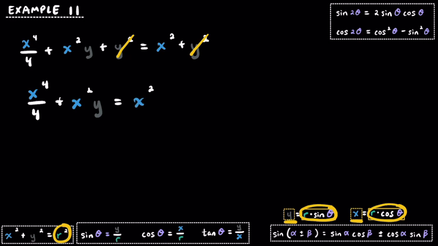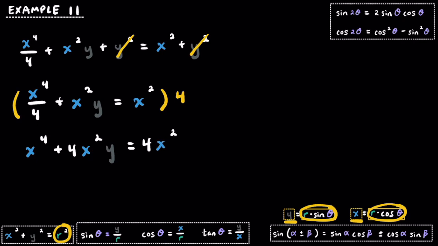Slowly, it's getting a little bit simpler as we go. Just clean that up a little bit. Now, to get rid of the fraction, let's multiply both sides of the equation by 4. It'll cross cancel on the very left side, so we'll just have x to the fourth power. And in the second term on the left side, we'll then have 4 times x to the second power times y. And on the right side of the equation, we'll just have 4x squared.